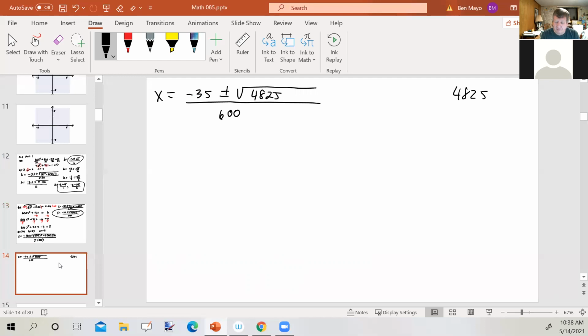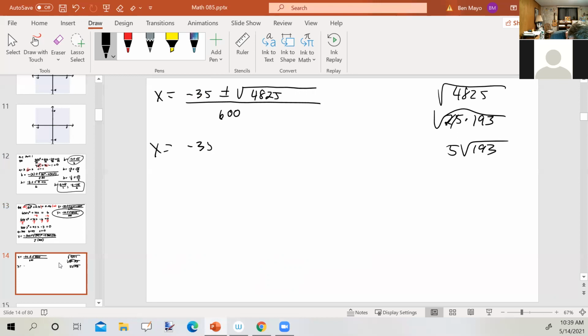Well, I can see that 25 goes into it. Let's see how many times 25 goes in. So if I take 4825 divided by 25, I get 193. Okay, 193. I don't think there's any perfect squares in that. So this is going to equal that. Okay, so then I've got x equals -35 plus or minus 5 square roots of 193, all over 600.